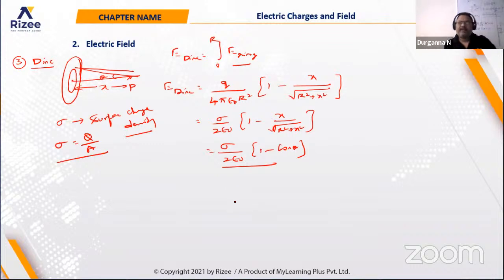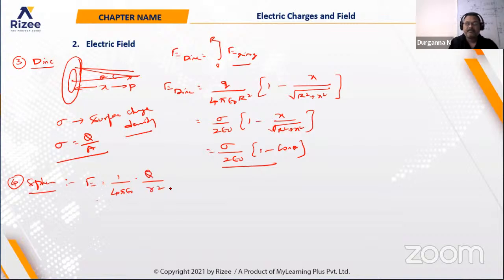You can also find this for different objects. For a sphere, E is equal to 1 by 4 pi epsilon naught times the total charge on the sphere by r square. If it is a hollow sphere or a conducting sphere, inside the conducting sphere the electric field will be equal to 0.